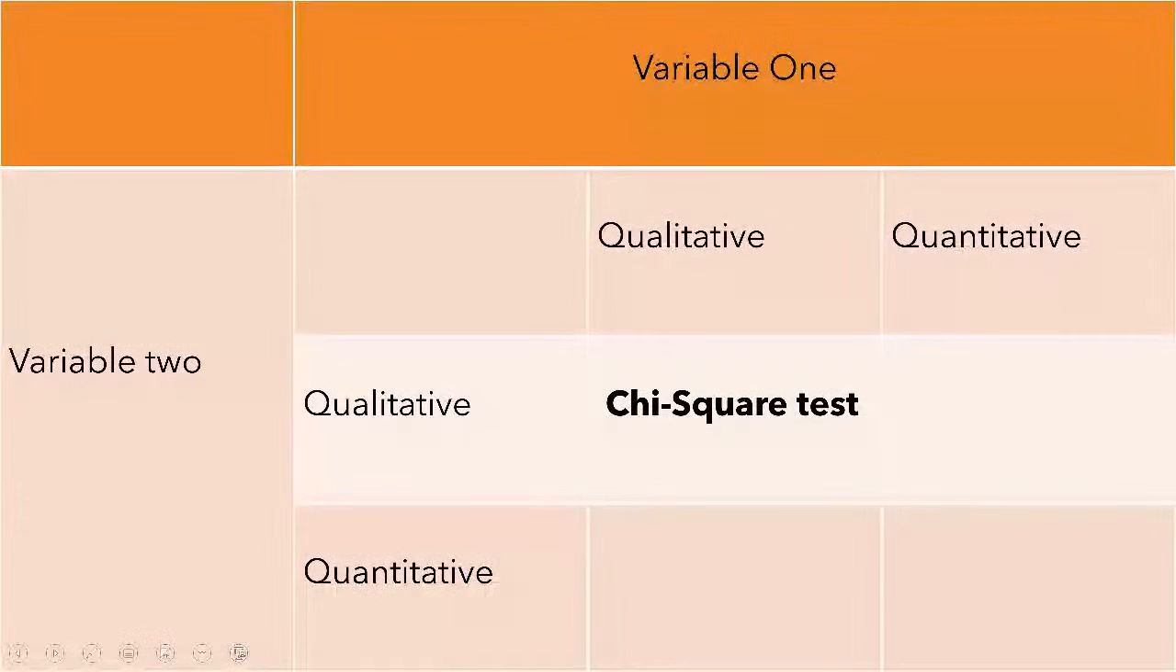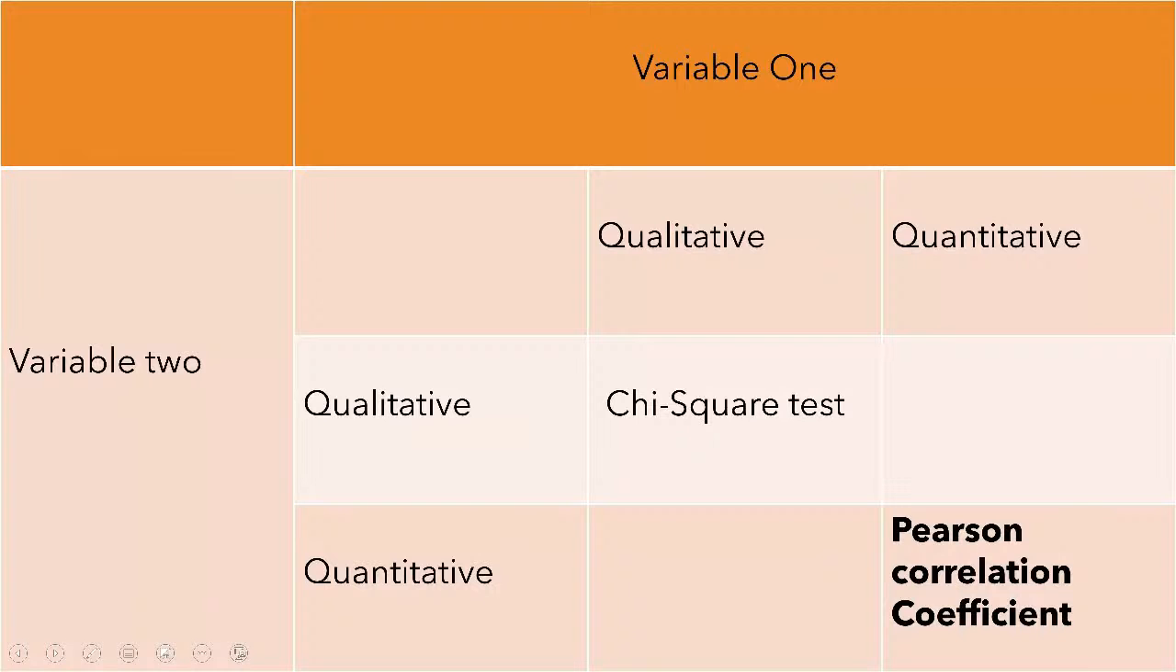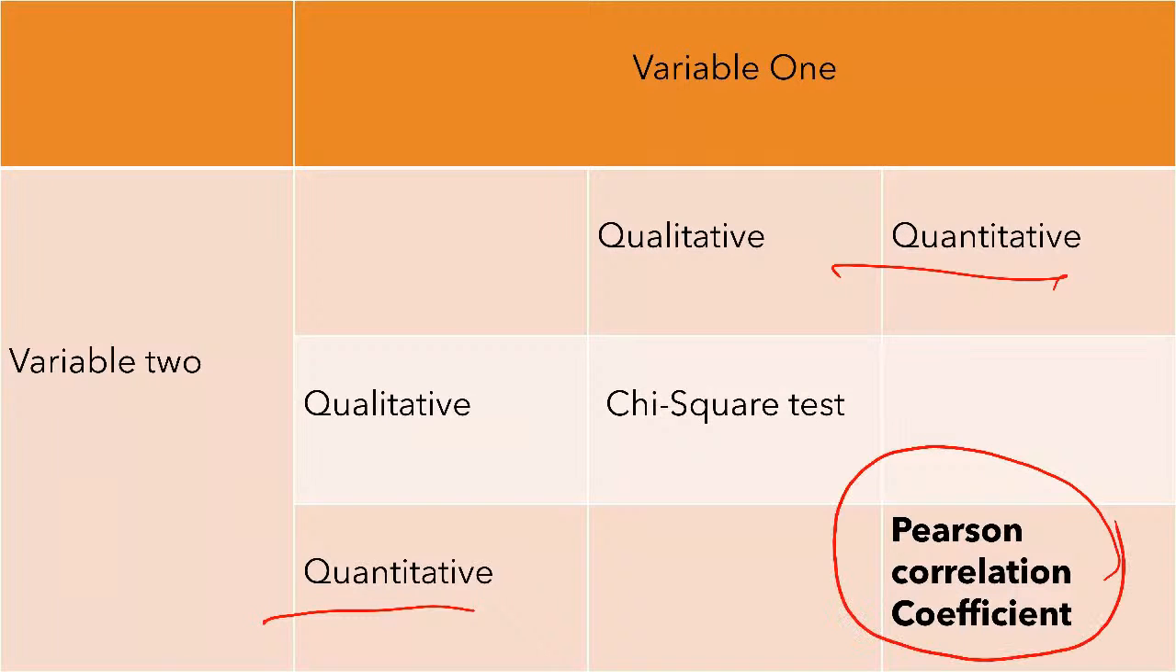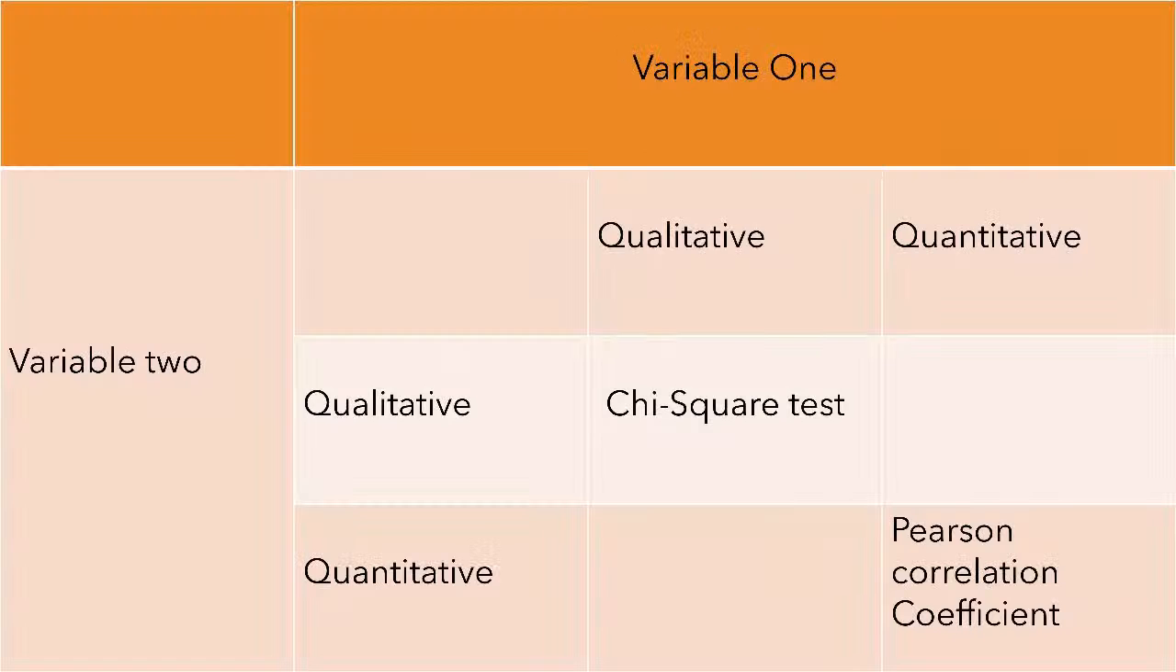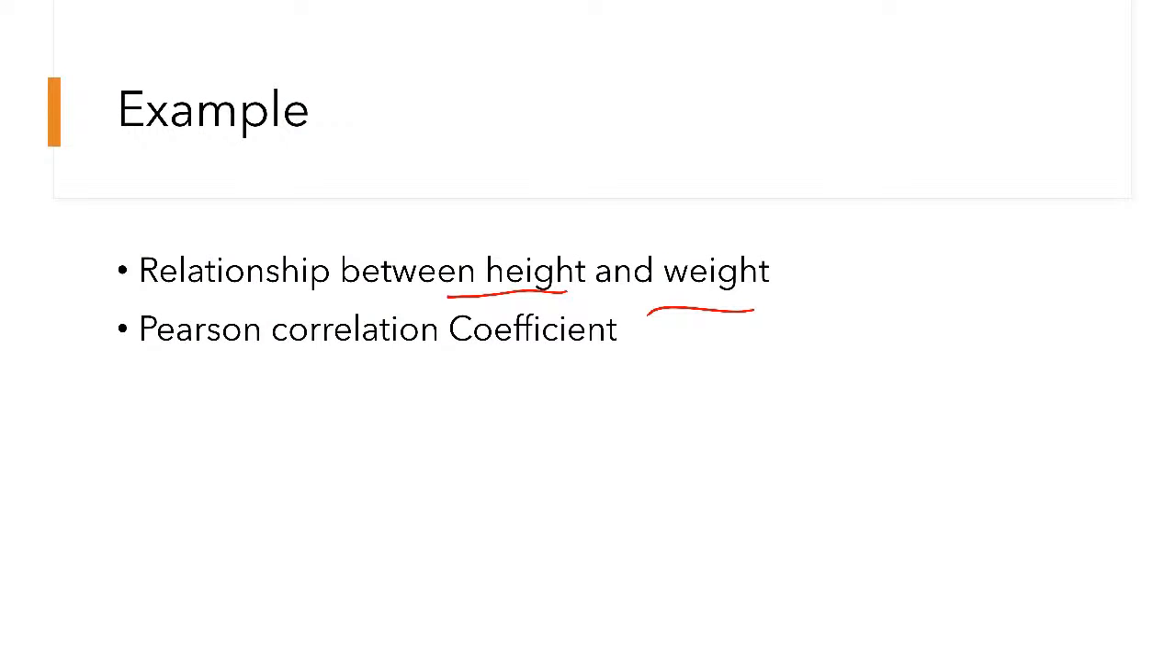Now we move further. Now we move to a situation when one variable is a quantitative variable and the second variable is also a quantitative variable. In this situation, we choose something which we call the Pearson correlation coefficient. Let's move forward with an example. For example, we want to find out the relationship between height and weight. Height is a quantitative variable, weight is a quantitative variable, so the correlation between the two can be shown with the help of the Pearson correlation coefficient.